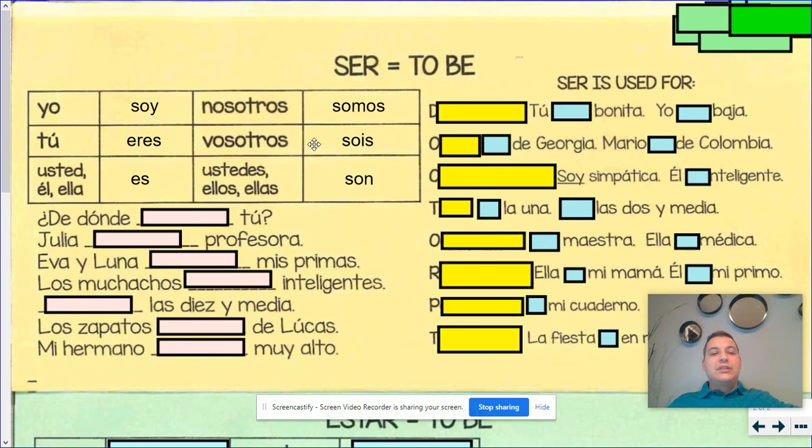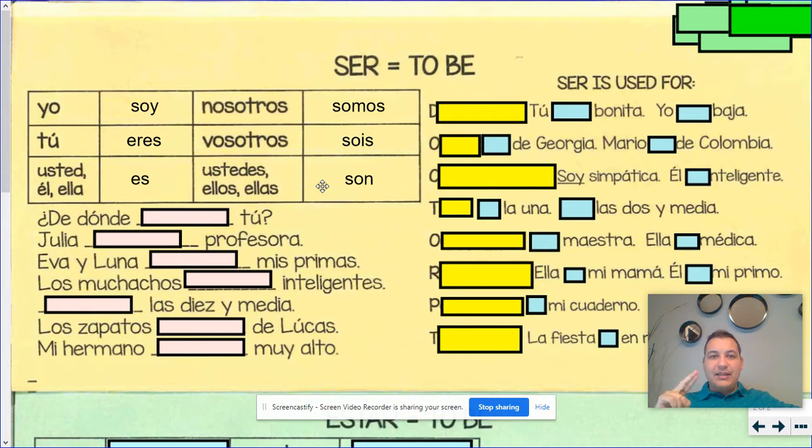And then we have the last one. Ustedes son, ellos son, o ellas son. You all are. They are, masculine. They are, feminine.